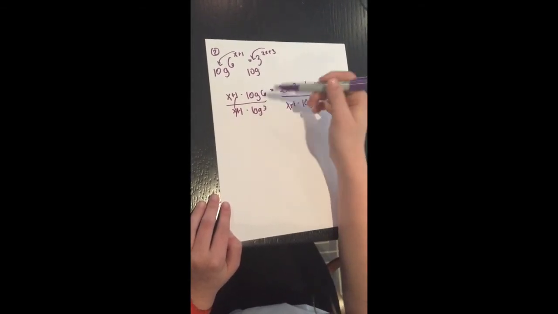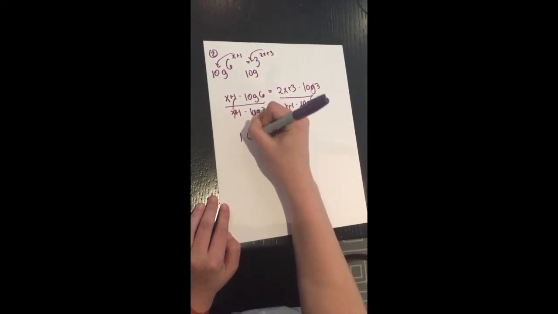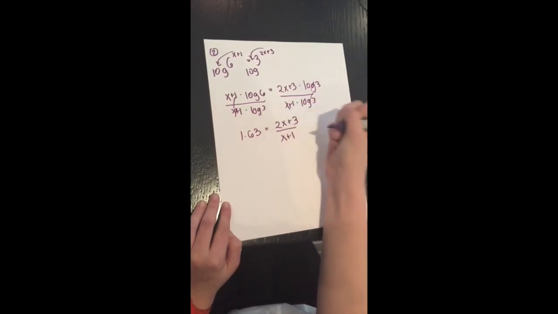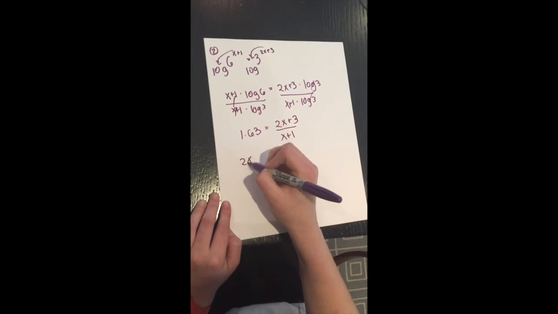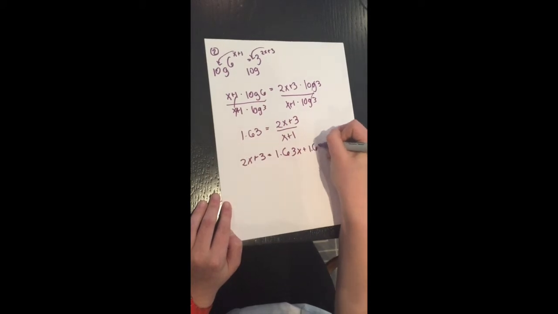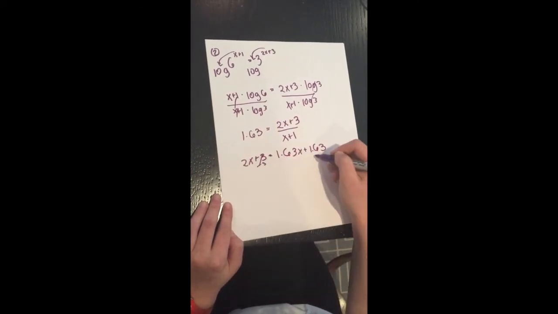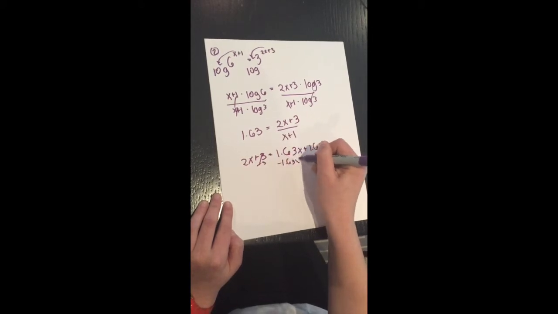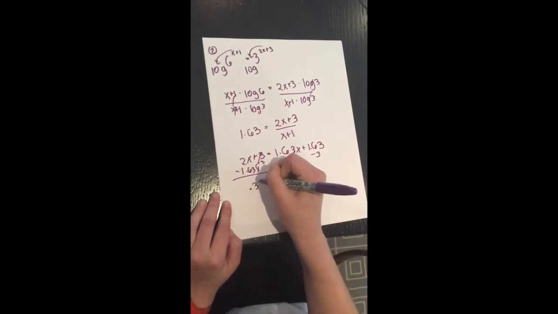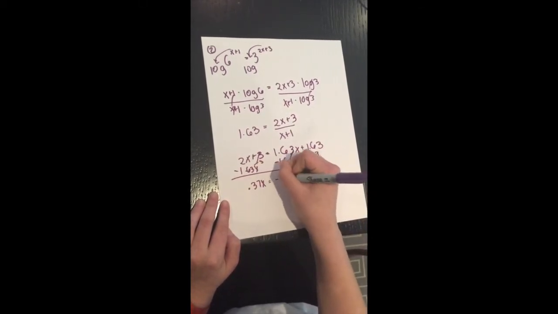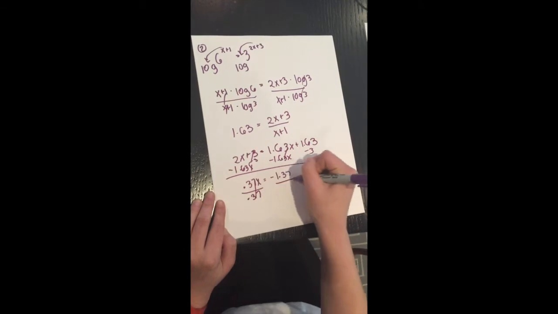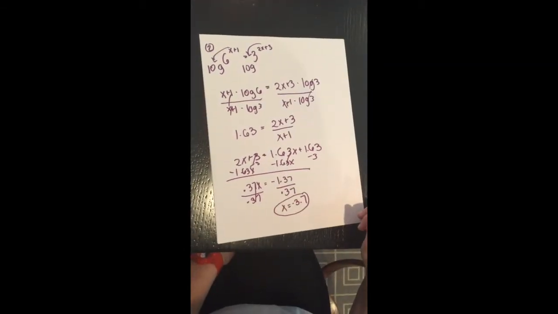So this log 6 over log 3 is an actual number, which is 1.63. And that is equal to 2x plus 3 over x plus 1. So now you just cross multiply and you get 2x plus 3 equals 1.63x plus 1.63. And then you're going to subtract 3 from both sides and subtract 1.63x from both sides, and you get 0.37x equals negative 1.37. So you divide by 0.37. So x equals negative 3.7.